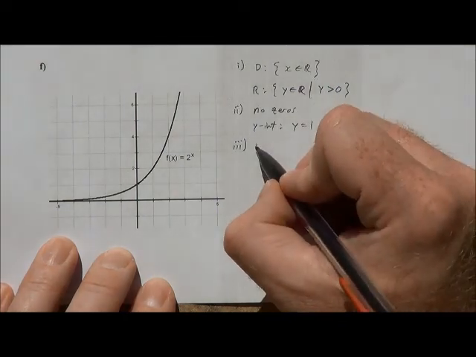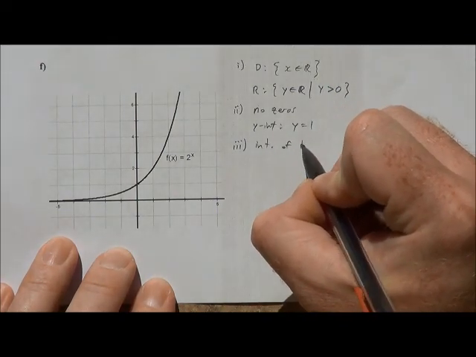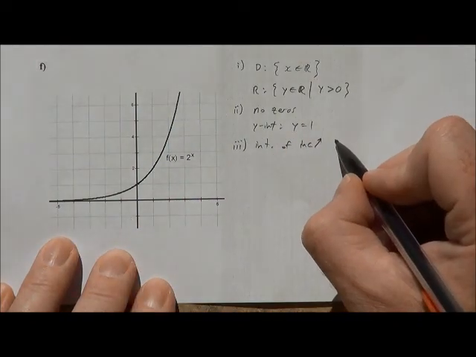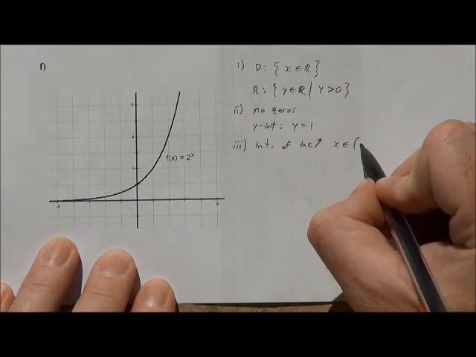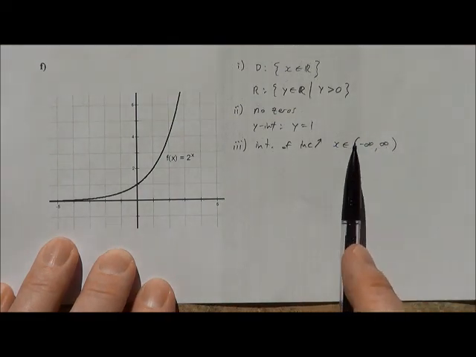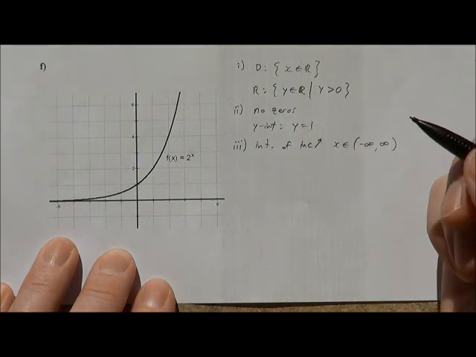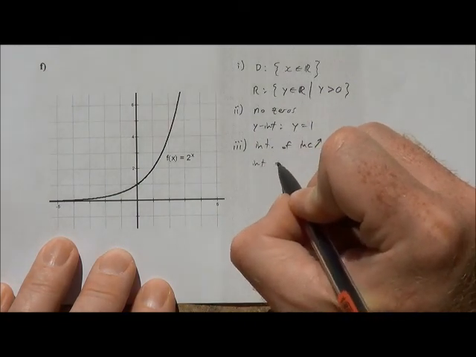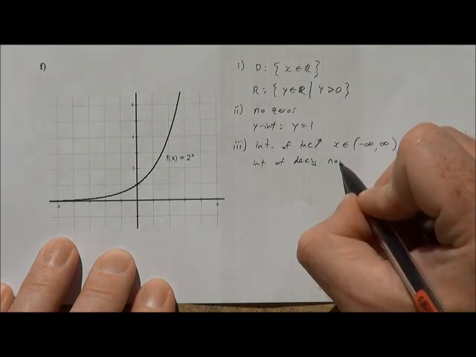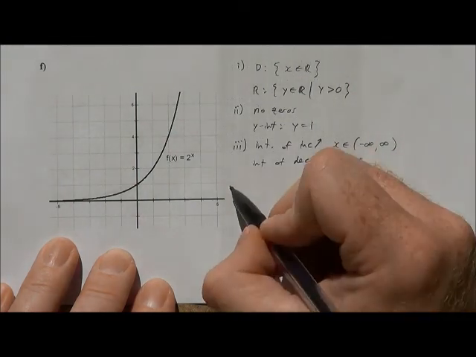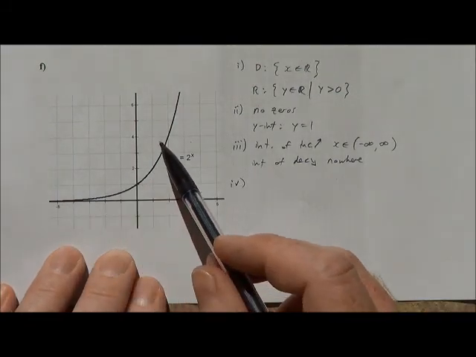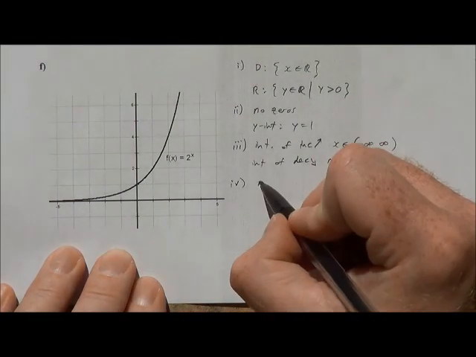Intervals of increase and decrease. Well, it looks like it's increasing along the whole domain from negative infinity to infinity, and it's never decreasing. Discontinuities and asymptotes: it looks like there are none.